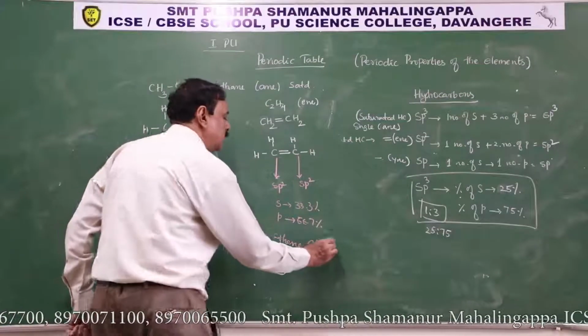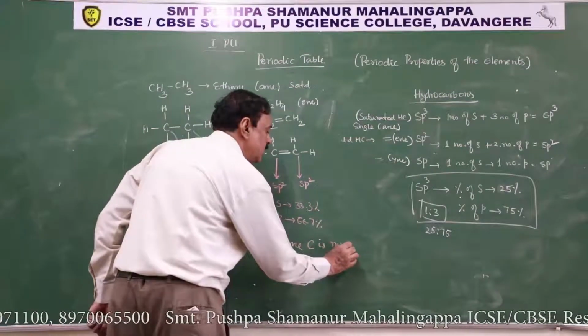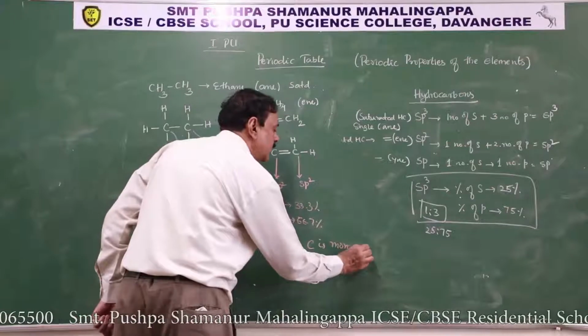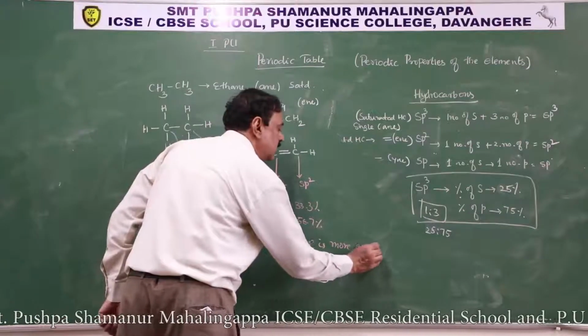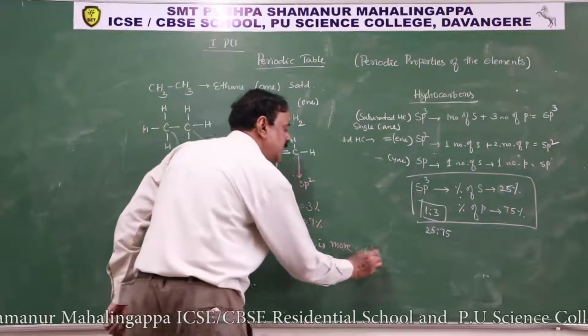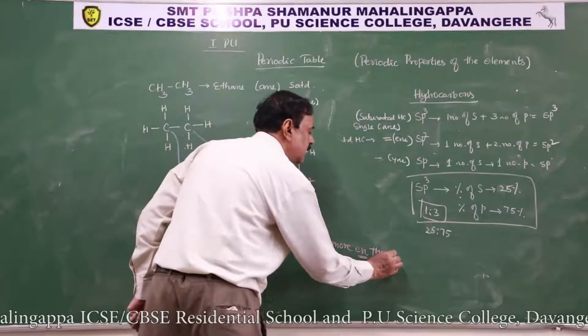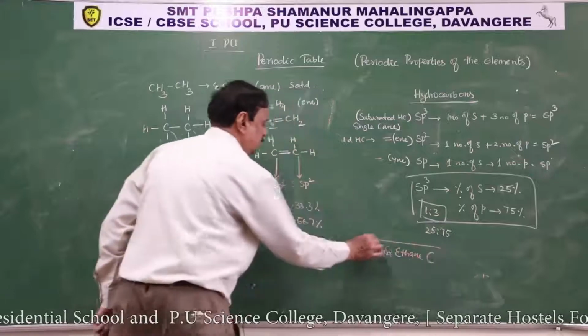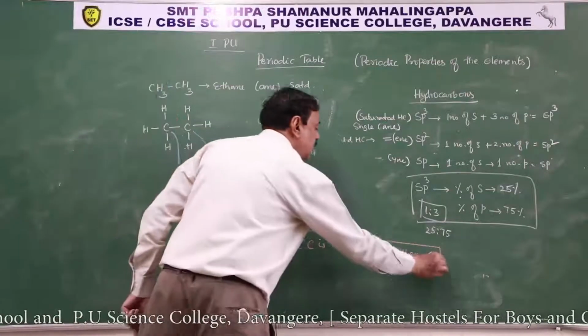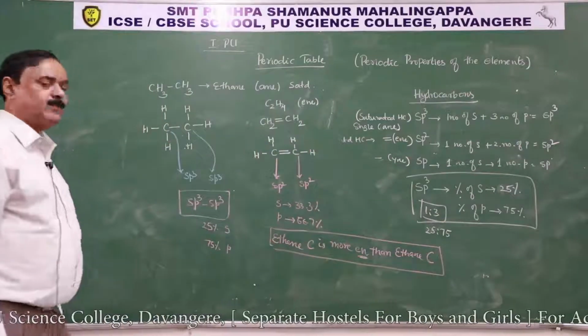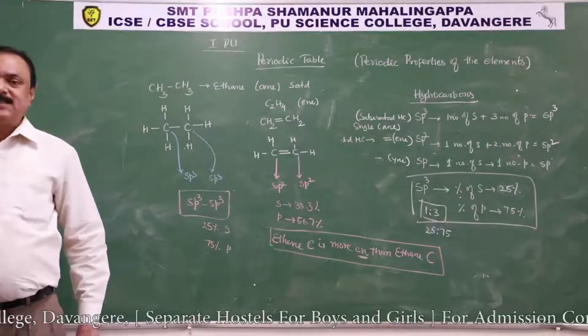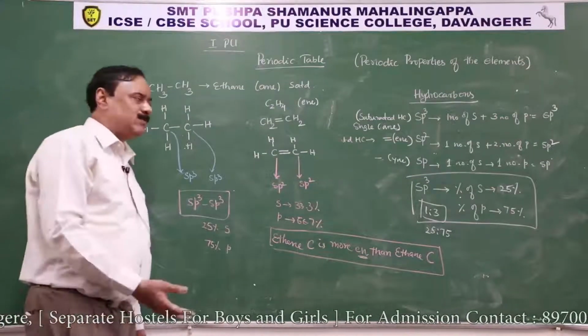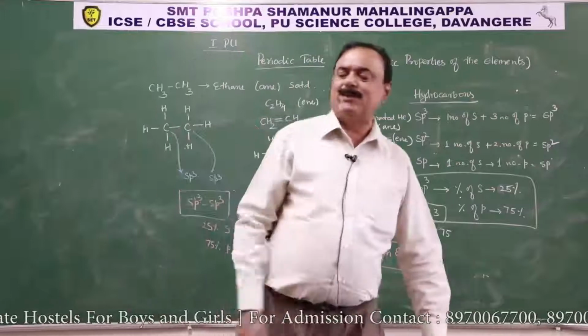This implies ethene carbon is more electronegative than ethane carbon. This implies that the doubly bonded carbon is more electronegative than the single bonded carbon atom.